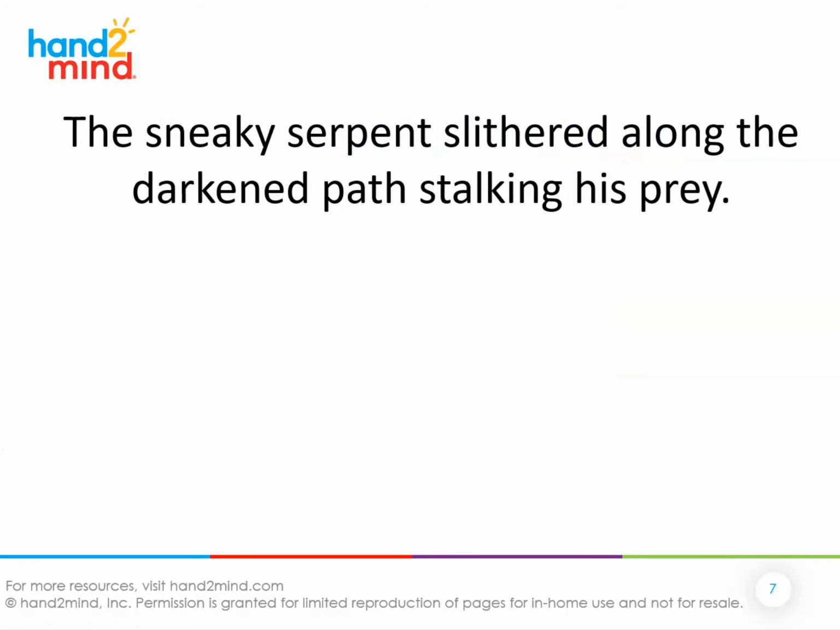Let's look at our next sentence. Read the sentence as I read it aloud. The sneaky serpent slithered along the darkened path, stalking his prey. Is there alliteration in this sentence? Point to it on the screen.